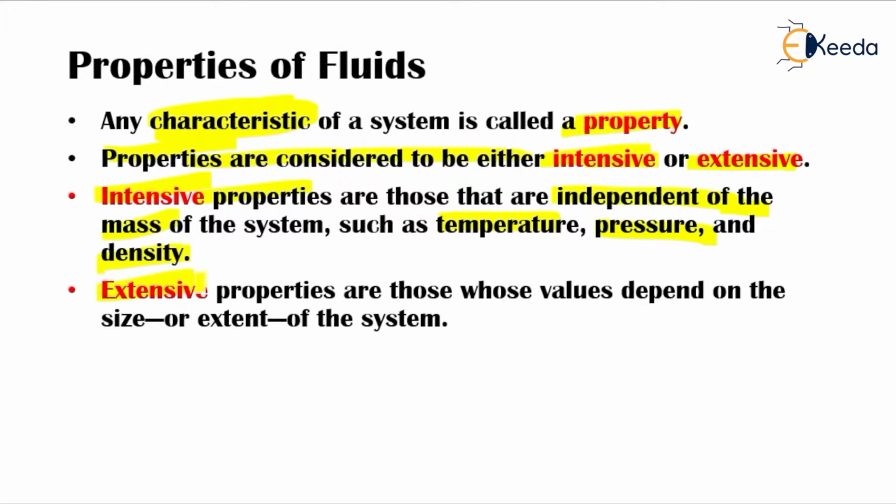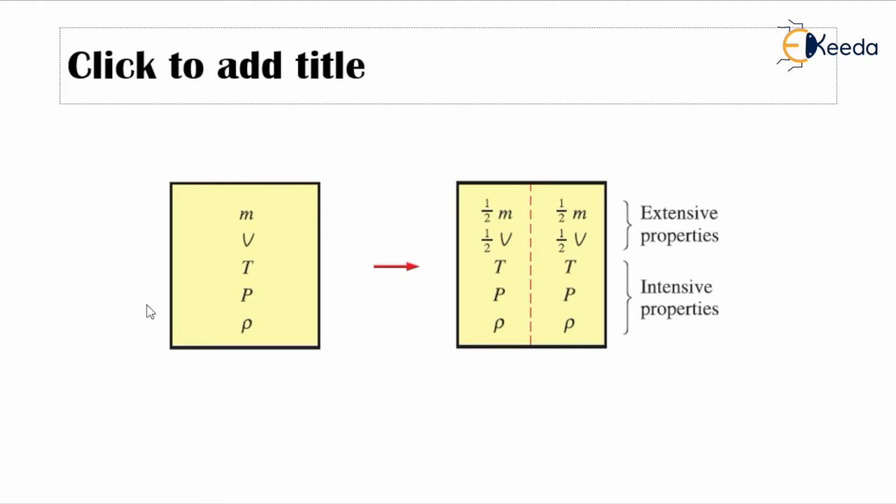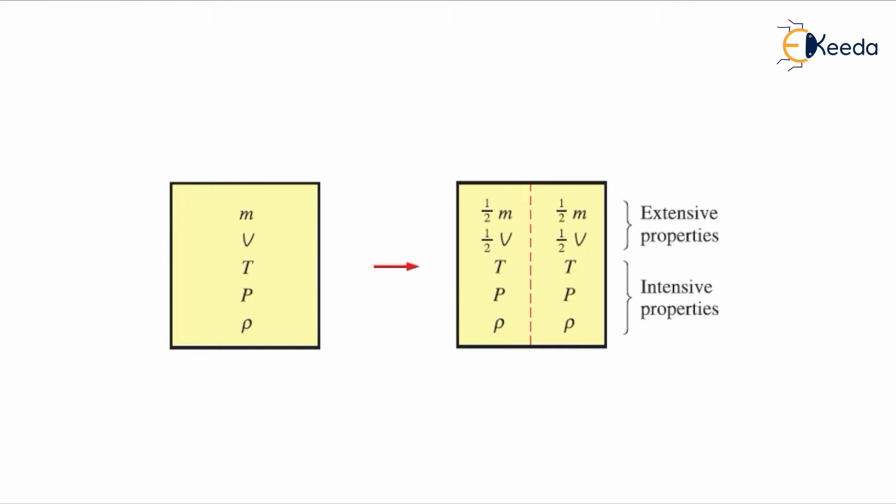Now, extensive properties are those that are dependent on size or extent of the system. In other words, we can say the properties which are mass dependent are extensive properties, right? So let me show you one example. This is sufficient to tell you how the properties differ. So let me show you the difference between extensive and intensive properties with the help of this example.